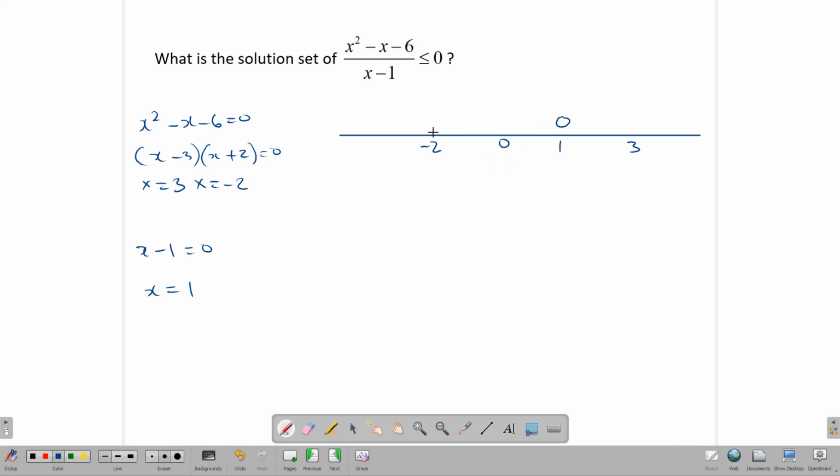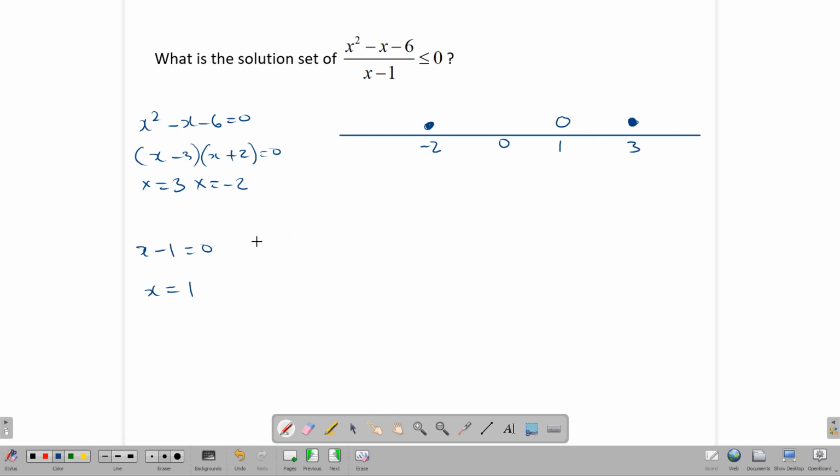And what about -2? -2 can be included since we're dealing with a double condition here. We use a shaded circle. And also for 3, we use a shaded circle. So we have a number of places to check. We can check this region, this region, this region and that region. So there are 4 regions: 1, 2, 3, 4. Let's begin by checking them one by one.